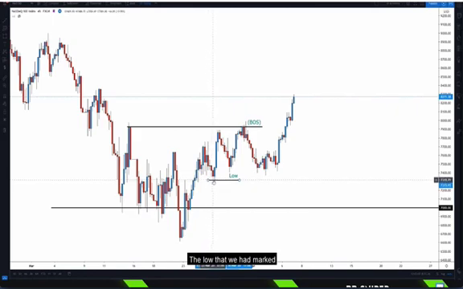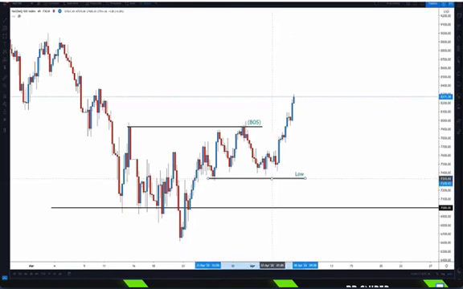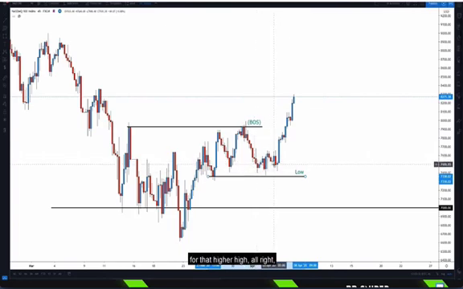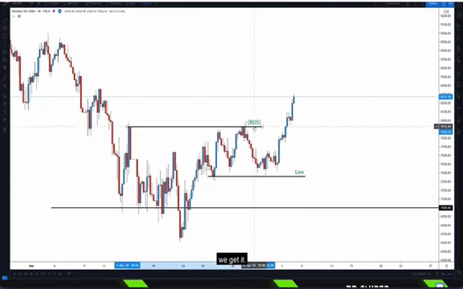The low that we had marked from when our spring happened to that first break of structure and then the retracement. If we were to extend that, whether we're looking at the wicks or the bodies of the candlesticks, that low was kept intact. If we're looking for a break of structure here, and we're waiting and waiting and waiting for that higher high, all right, we get it.